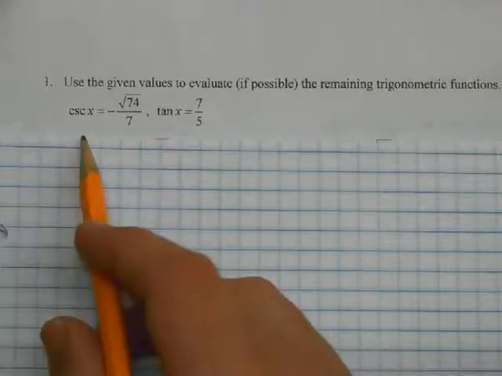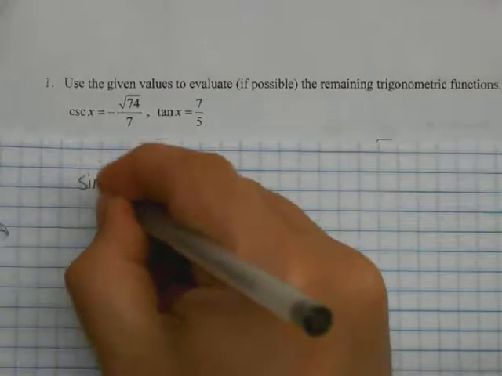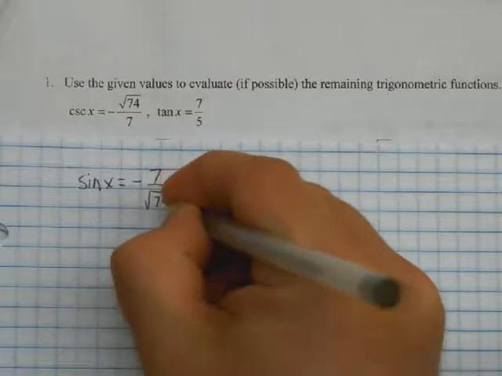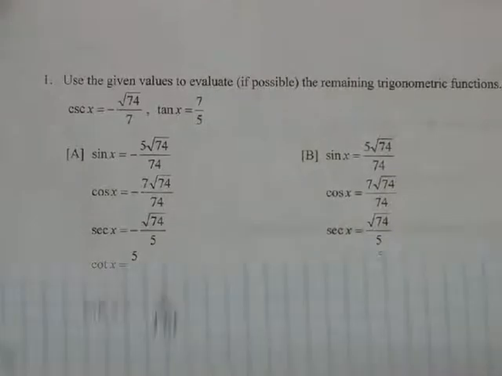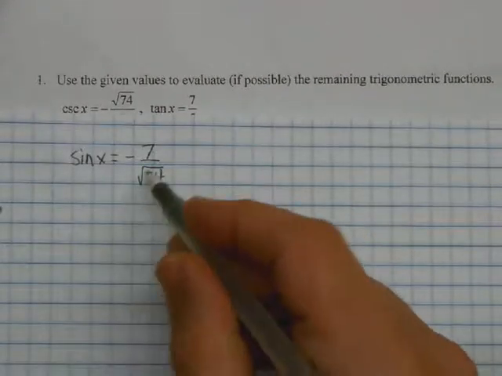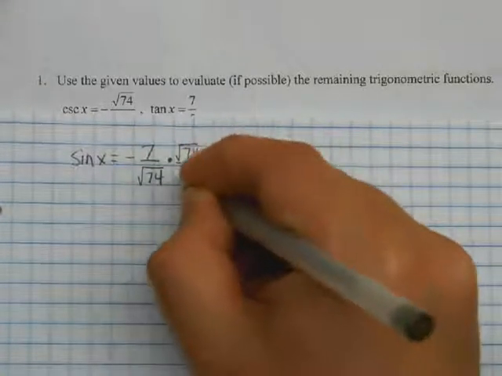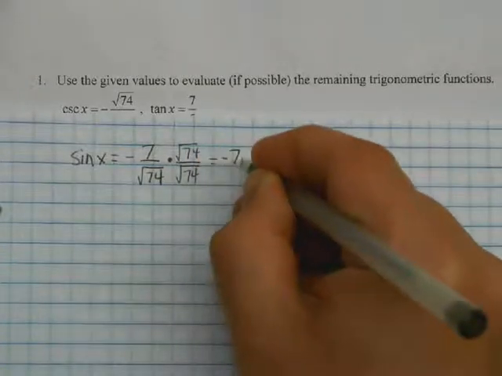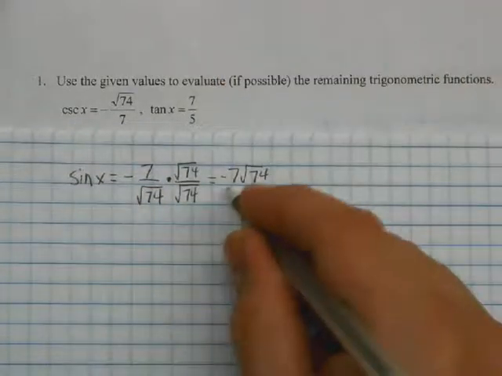Well, we know that cosecant is the reciprocal of sine, so sine of x is going to be equal to negative 7 over radical 74. Now, if you look at the responses, you don't see that there. That's because this answer has a radical in the denominator. So we'll multiply by 1 to rationalize it. That means make it a rational number. And we get negative 7 radical 74 over 74.